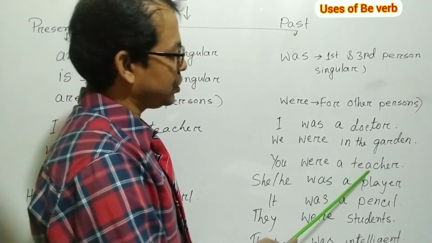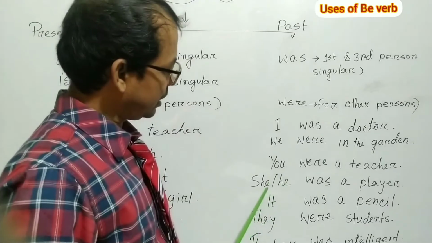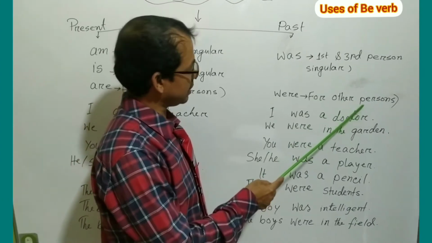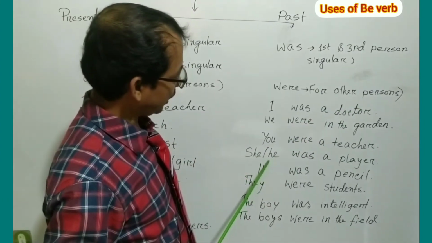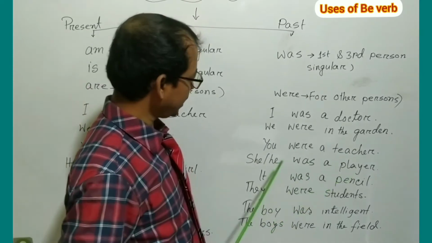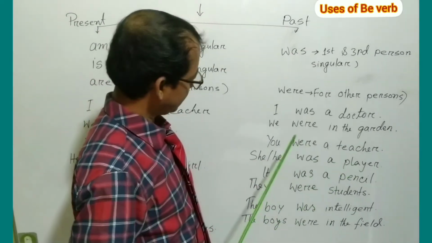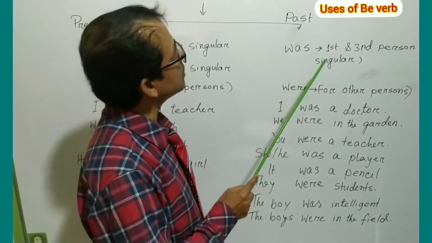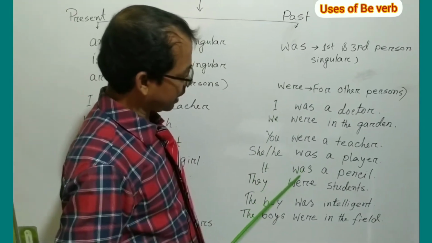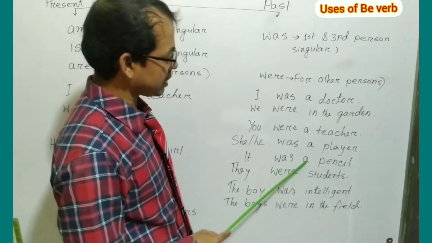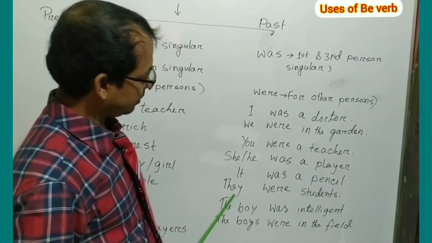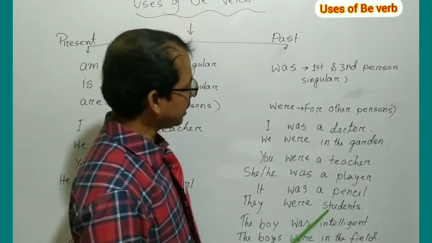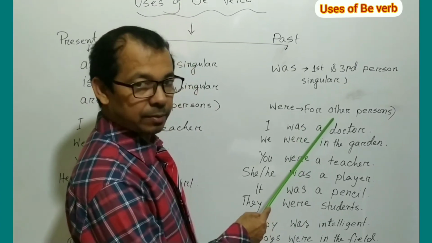You were a teacher. Second person, so you for other person. He or she. He was a player. She was a player. It was a pencil. It, third person, singular number. So here was will be used. It was a pencil. They, the subject is third person, plural number. So they were students for these places.